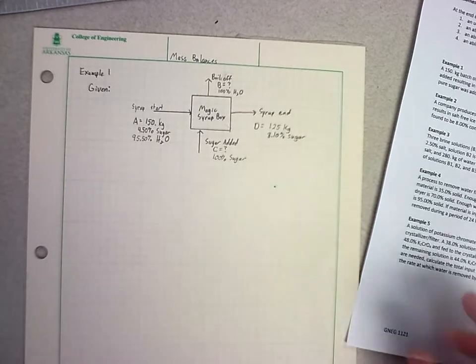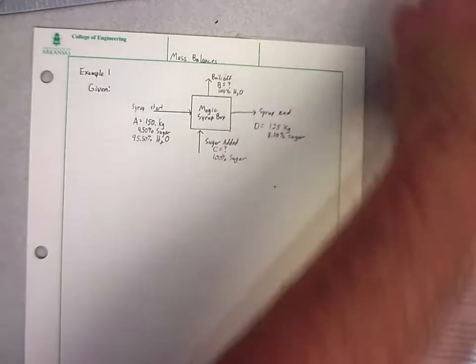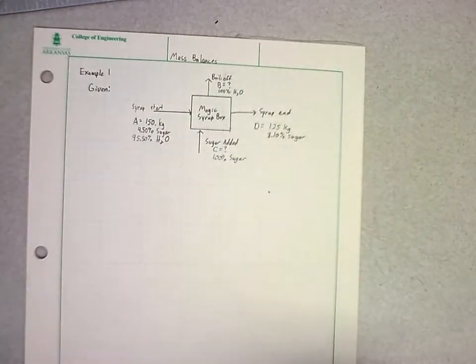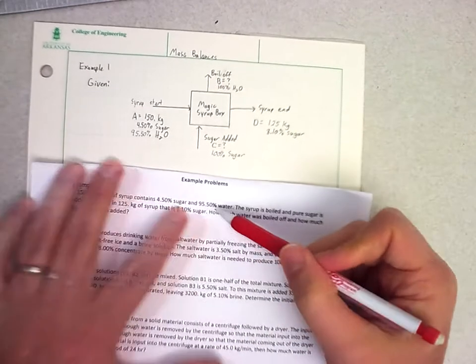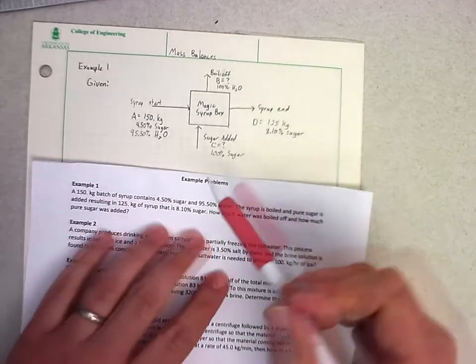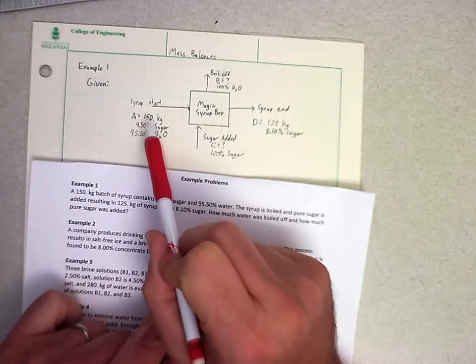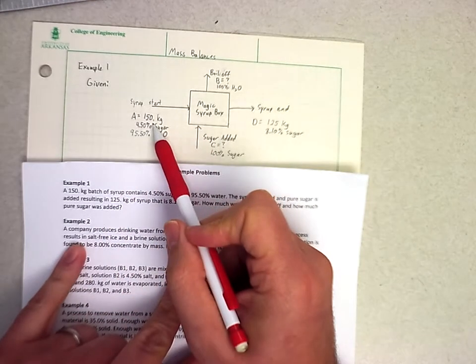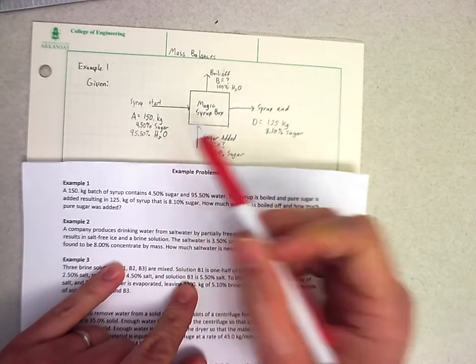And so, again, if we recall from the question, it says 150 kilogram batch of syrup contains 4.5% sugar and 95.5% water. So that's what our syrup is starting with. So I just started with stream A. It's coming in. It's our starting syrup. We know it's 150 kilograms, and we know its composition is this.